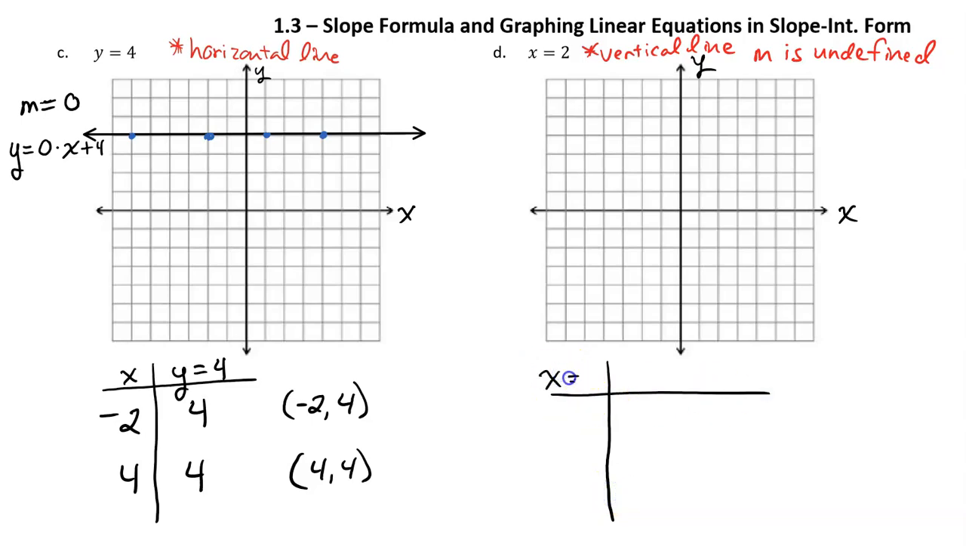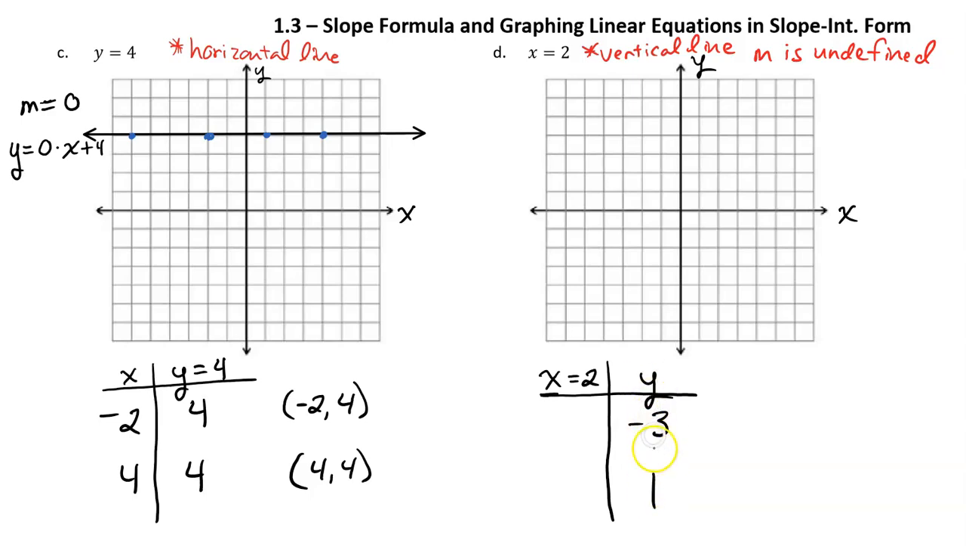So if I have x is equal to 2, and I have this y over here, in this case we're going to switch it around. I'm going to pick the y value, I don't know, maybe a negative 3 this time, and maybe positive 1.